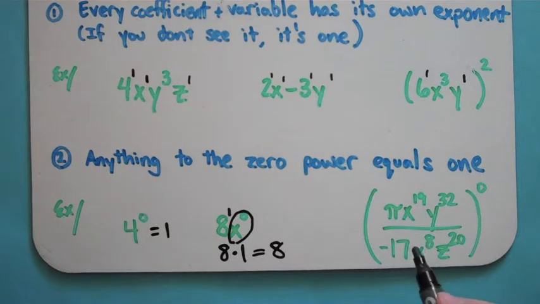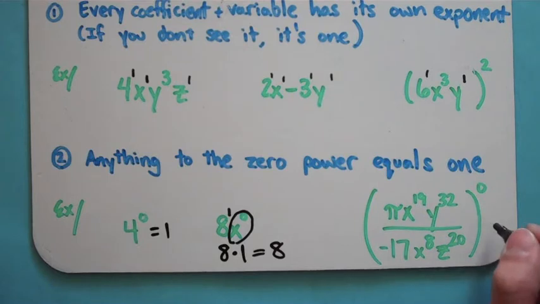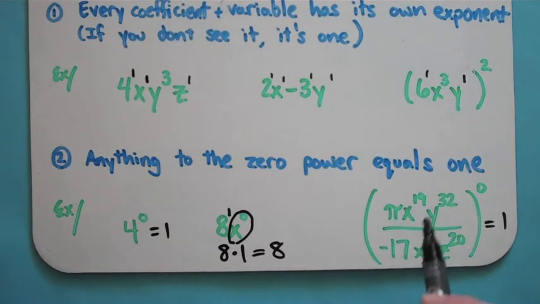And this third problem here looks extremely complicated. There's lots of stuff going on. There's a pi, there's variables everywhere. But everything inside that parenthesis is being raised to the 0 power. And like we just learned, anything to the 0 power, no matter how complicated, is equal to 1. So this whole messy thing right here is really just a 1 in disguise.